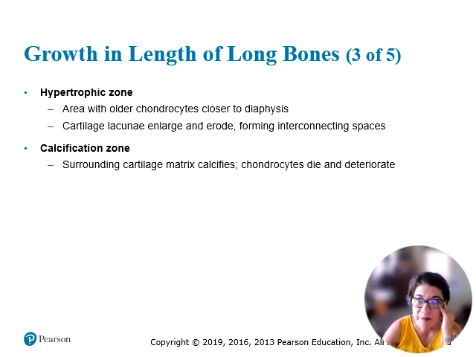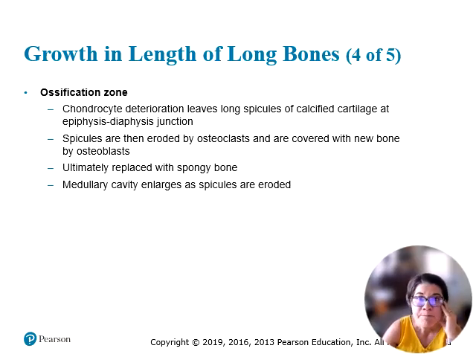And the lacunae are getting bigger, they're forming interconnecting spaces. It's starting to look more like bone. And then calcification is when the cartilage is going to calcify. The chondrocytes, which are the cartilage cells, are going to die, and it's going to be replaced with cartilage. And then ossification, the chondrocytes go away, and they're replaced with osteocytes. And this is also where remodeling is going to happen if it's needed.